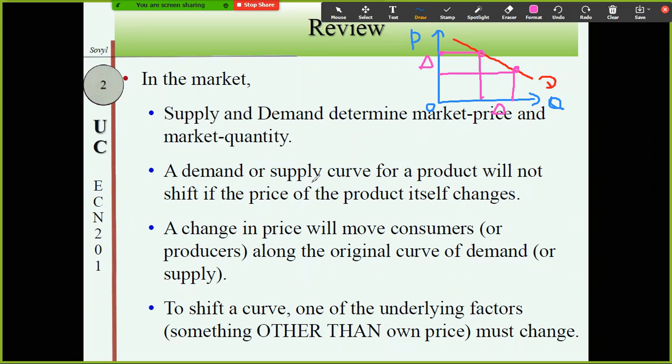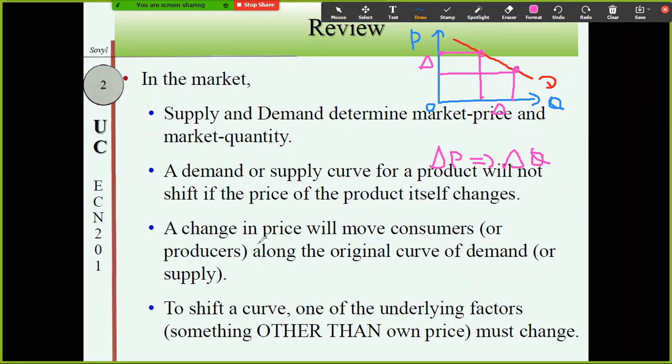That's why demand or supply will not shift to the right-hand side, increasing, or to the left-hand side, decreasing, if the price of the product itself changes. In this condition, remember that we call it a change in quantity demanded or a change in quantity supplied. It means P changes, making Q change.